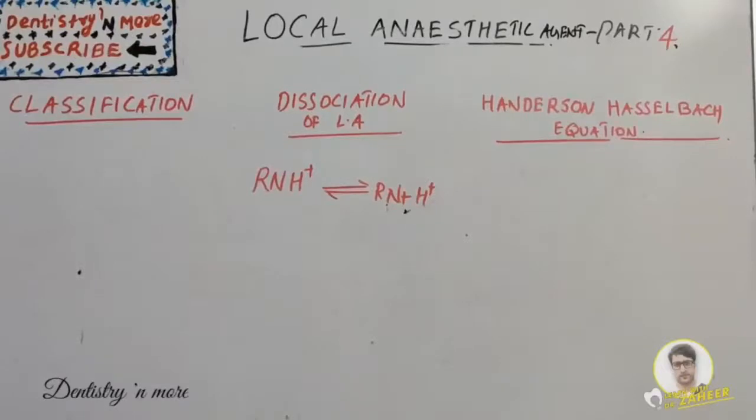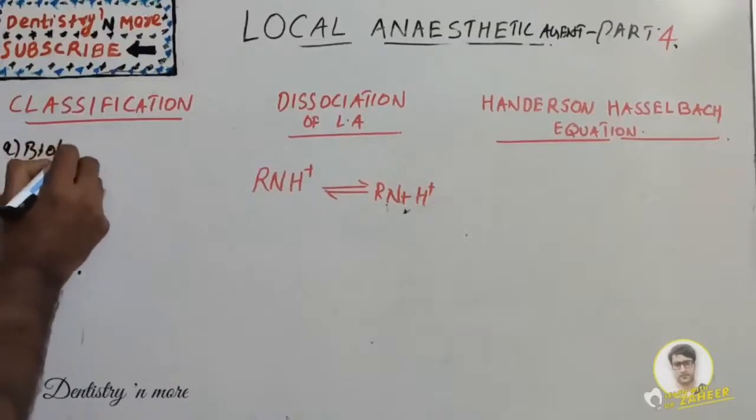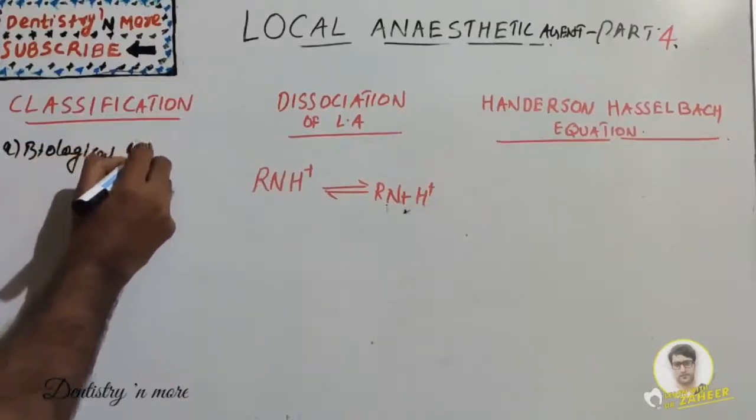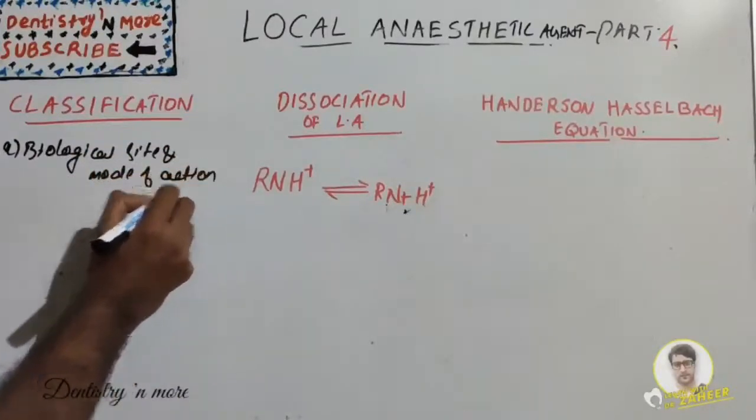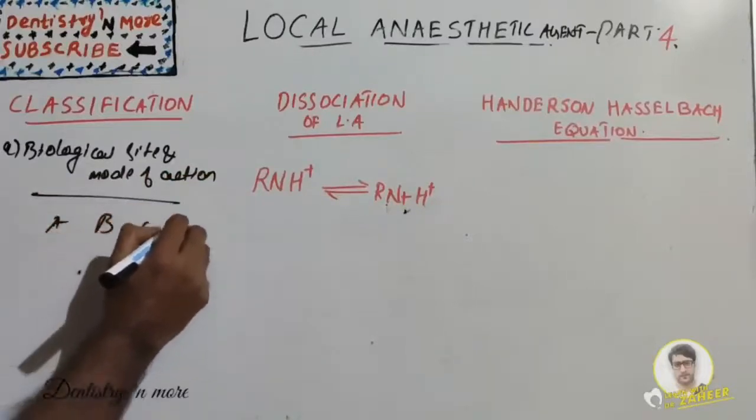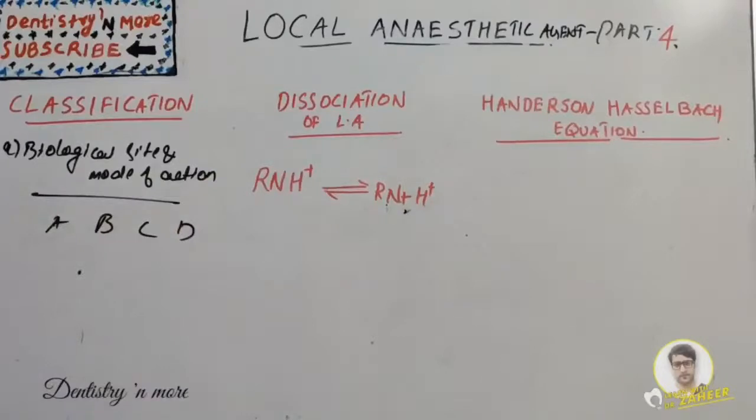So the first classification category is biological site and mode of action. In this category we have A, B, C, D. So class A: agents acting at receptor sites on the external surface of the nerve membrane. So this is acting on the external surface. The most common example is biotoxins, which act on the external surface.